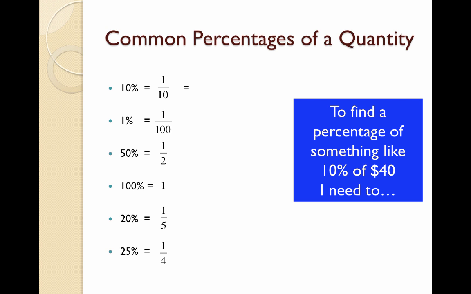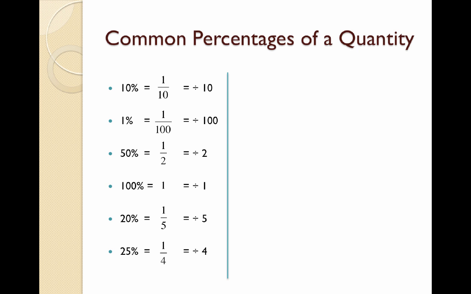So let's say I want to find 10% of $40. 10% is 1/10, so I'm going to divide by 10. If I want to find 1% of something, I'm going to divide by 100. If I want to find 50%, I'm going to divide by 2. If I want to find 100% of something, I'm going to divide by 1. If I want to find 20% of something, I'm going to divide by 5. And if I want to find 25% of something, I'm going to divide by 4.